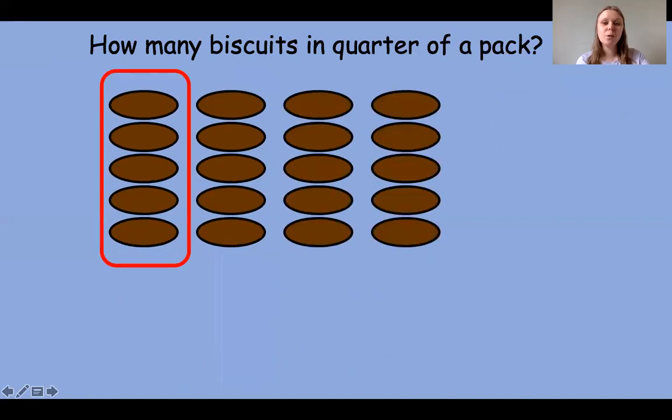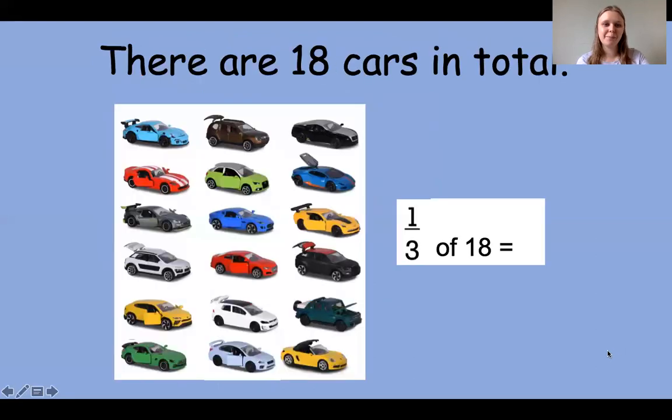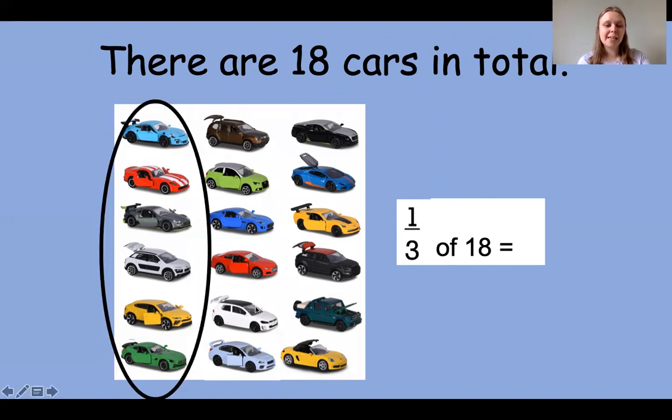What about a quarter of a pack? We're finding a fraction of an amount, being a quarter. So here's a quarter of 20, which is 5. Okay, I have 18 cars in total. I want to find 1/3 of the toy cars. 1/3 of 18. Well, we can see here, if we circle a third, we have 6.